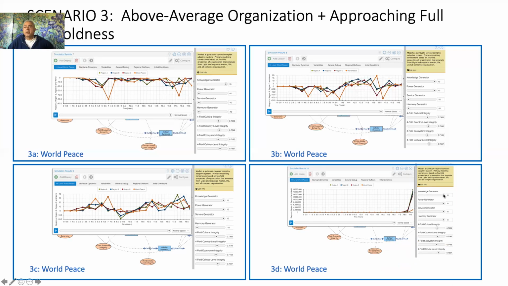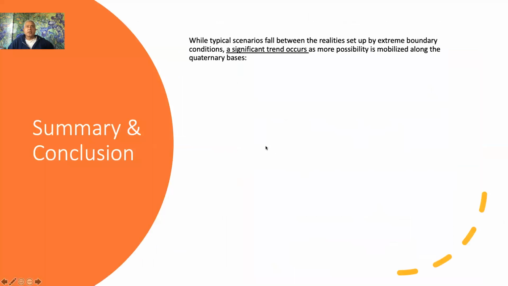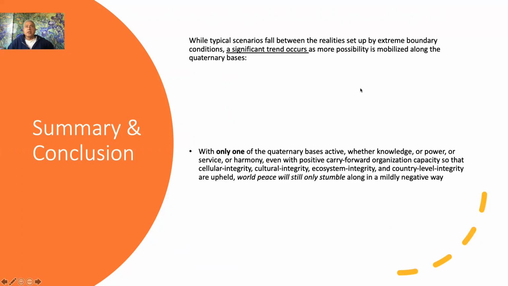And this, by the way, is if we look at any physical, chemical, biological system and the jump that a system makes from one kind of operation to the next, we'll notice that these four sources of innovation are fully active in such systems. And so if they're fully active in the world, then we would expect a similar leap in the possibility of world peace. So summarizing, while typical scenarios fall between the reality set up by extreme boundary conditions, we see a significant trend that occurs as more possibility in terms of the fourfoldness or source of innovation is mobilized.